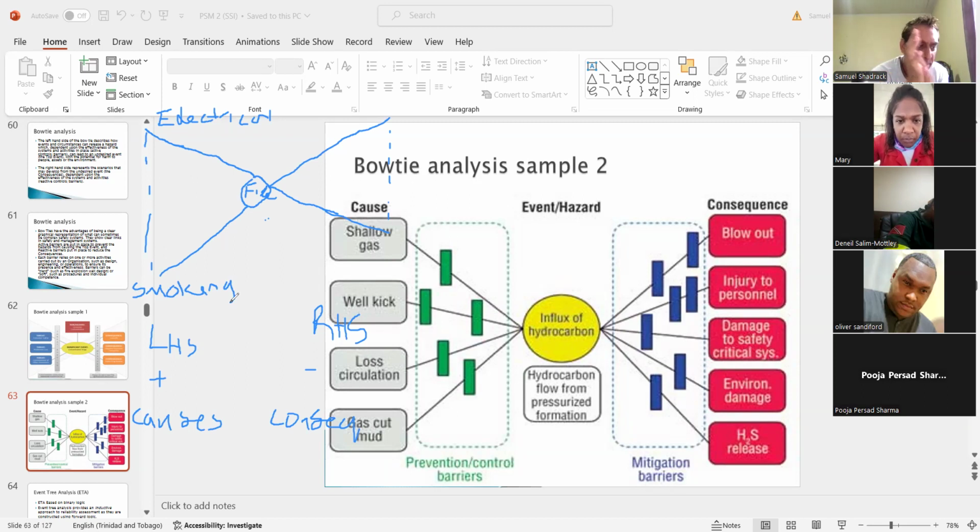Now, watch the slide I have. As you watch the slide, what you'll notice is that the lines have something on them, like shallow gas. If you track this, it has something on it. Well kicked, it has something on the line. Low circulation, there's something on the line. Gas cut mud, there's something on the line. Likewise, on this side, there's something on the line. So those things on the line that you're seeing, those are the controls. Those are what they call the barriers. Kind of like the Swiss cheese model where the holes have to line up. This here is a barrier, like this is preventing the electrical from causing a fire.